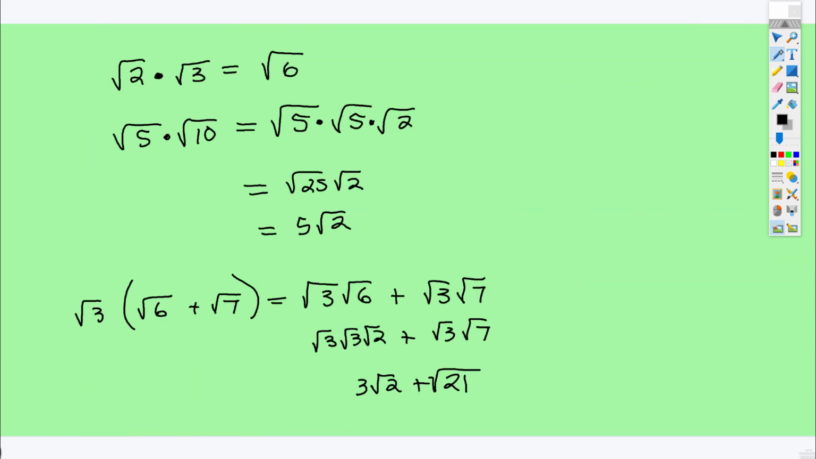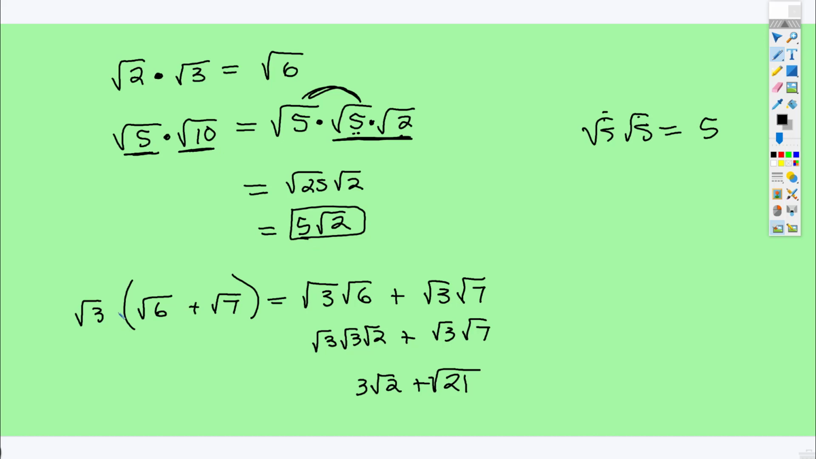Okay, multiplication. Root 2 times root 3 is root 6. You can't simplify that further. But notice root 5 times root 10. Well, root 10 we can rewrite as root 5 times root 2. Well, now you've got root 5 times root 5. And if some of you have a difficult time, whenever you multiply two identical roots together, the radical goes away because they cancel each other out and it just leaves 5. But if you want to think about it this way, root 5 times root 5 is root 25. The square root of 25 is 5. And so root 5 times root 10 simplifies to 5 root 2.